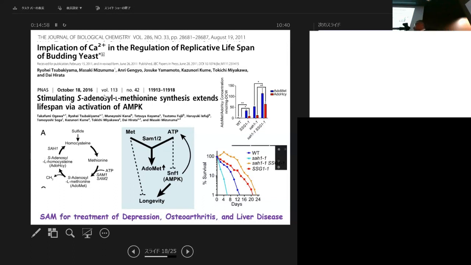The effect of SAM on diseases such as depression, osteoarthritis, and liver disease has already been published by other groups. SAM accumulates at the late stage of alcohol fermentation, and sake lees contains a lot of SAM. So several health benefits of sake lees may be explained by the accumulation of SAM.